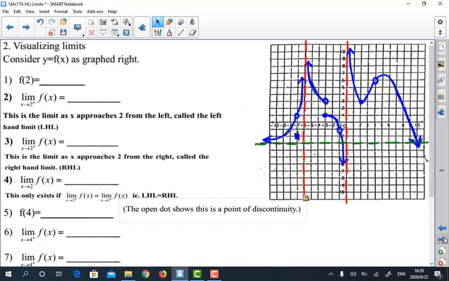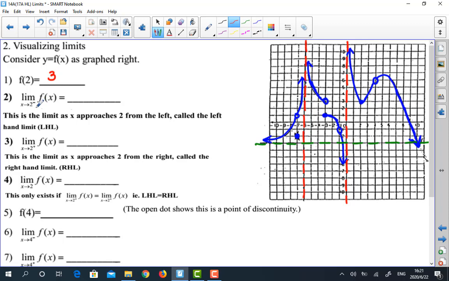Section 2, visualizing limits. Let's consider we do have such a function which involves those kinds of pieces in its graph. And this is a function, of course. You can see that the graph passes the vertical line test. Let's look at, on this graph, what is f of 2? What is the meaning of f of 2? F of 2 means I'm looking for the y value when x equals 2. So when x equals 2, its corresponding y value for this function is 3.